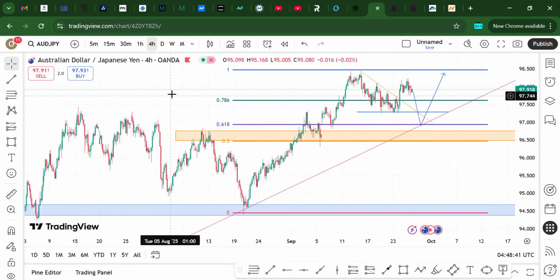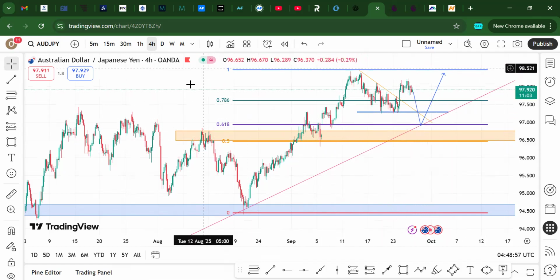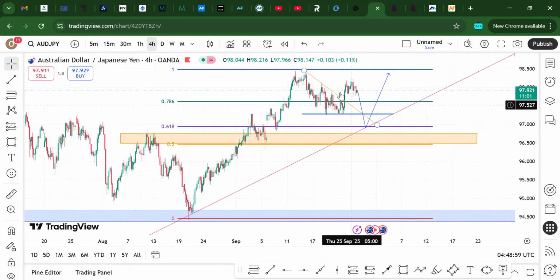This is my own outlook on AUDJPY. I think it's still going to buy for quite a while, but those that trade on the much lower time frame might be taking sell trades, which I wouldn't advise because the market is strongly bullish. So as for me, I would be waiting patiently, sitting on my hands to see what price does. If this retracement comes here and I see buying tendencies, then I can take my trades from here.